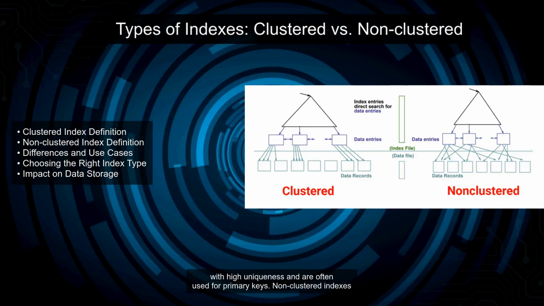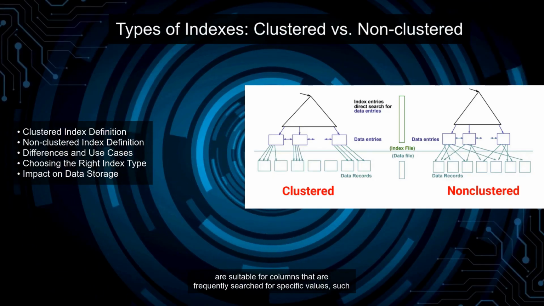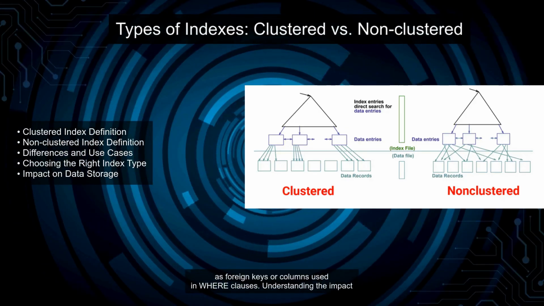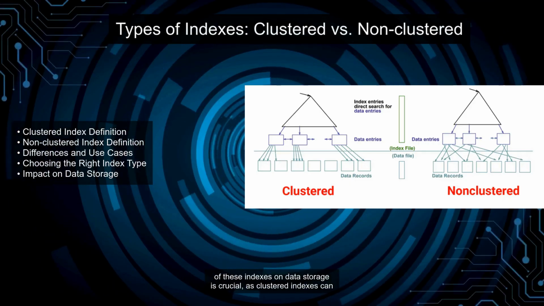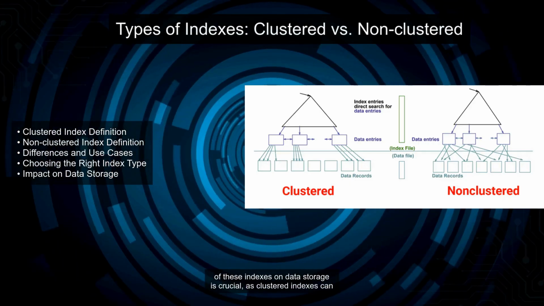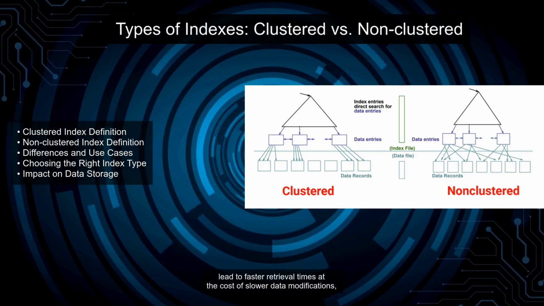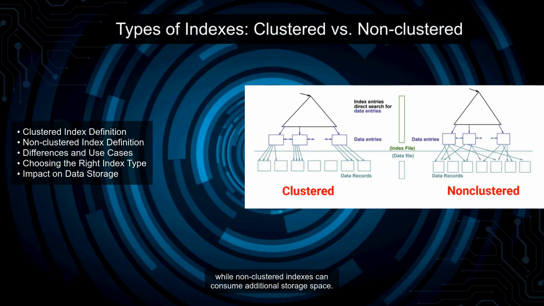The choice between these index types depends on specific use cases. Clustered indexes are ideal for columns with high uniqueness and are often used for primary keys. Non-clustered indexes are suitable for columns that are frequently searched for specific values, such as foreign keys or columns used in where clauses. Understanding the impact of these indexes on data storage is crucial, as clustered indexes can lead to faster retrieval times at the cost of slower data modifications, while non-clustered indexes can consume additional storage space.